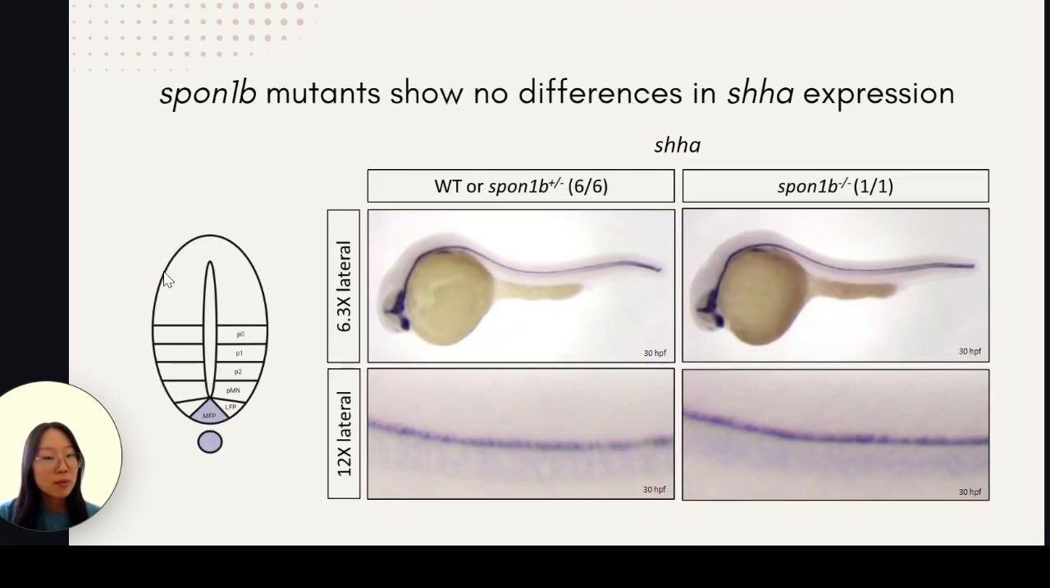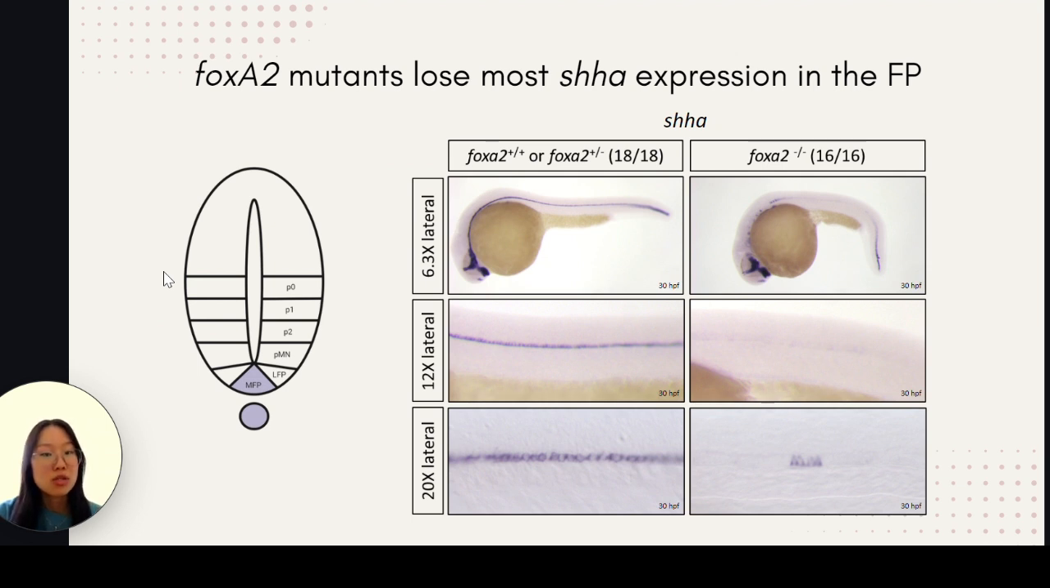Here, all of the purple that you see are specific cells within this particular fish that are expressing the sonic hedgehog A gene. In the spondin mutants, we didn't really see a difference. However, in the foxA2 mutants, we saw that they lost a lot of their sonic hedgehog expression, which implies that maybe there's also a difference in the amount of sonic hedgehog protein that they're making, which would ultimately affect the gradient.